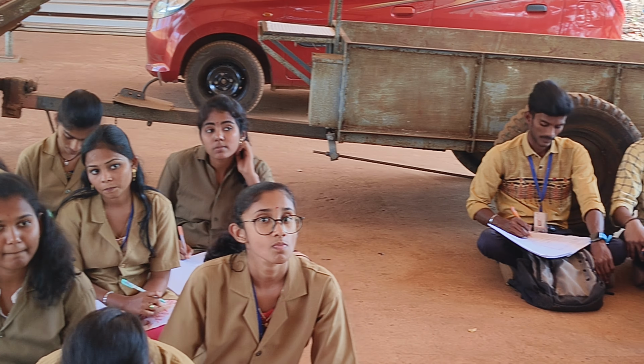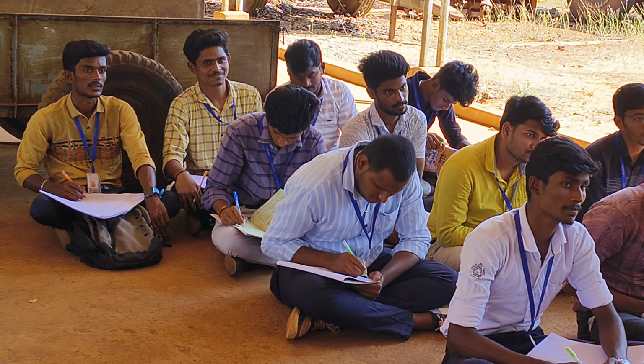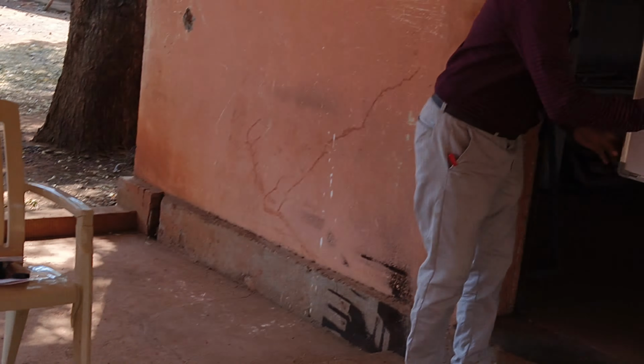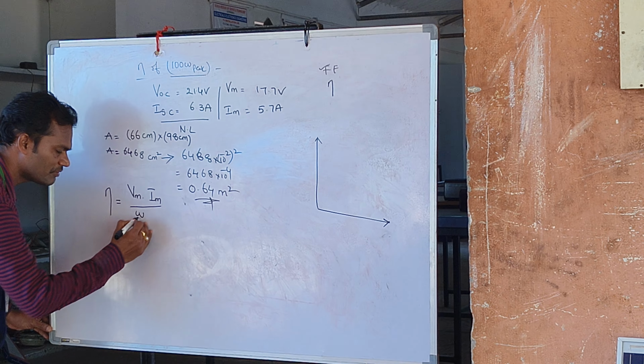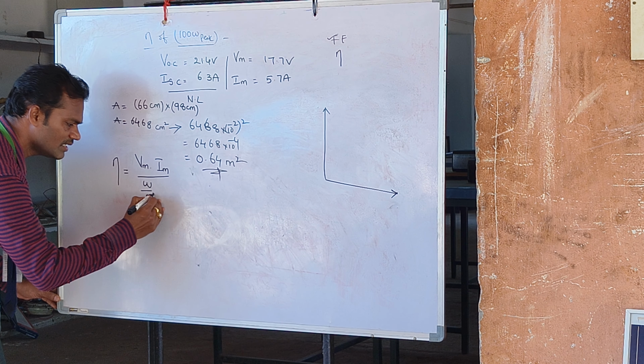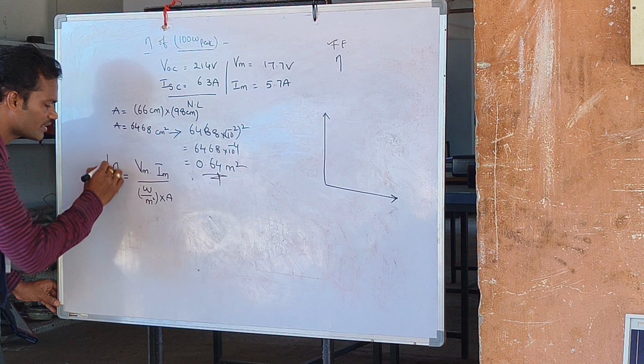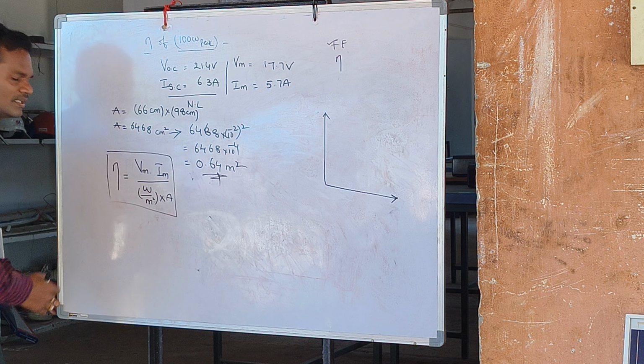So how to write down the input power? We have to measure the input. This is the output of the solar panel, which we already know. We want the input of the solar panel, so that input power we write as power density in watt per meter square multiplied with our area. So now I have written the formula. Now I'll try to substitute in the given formula.